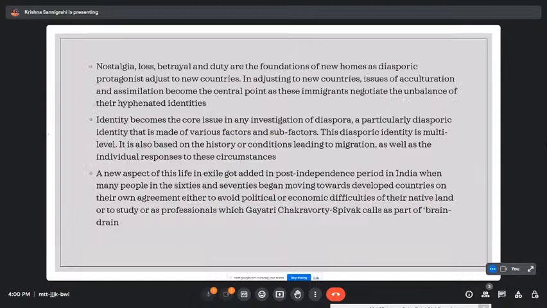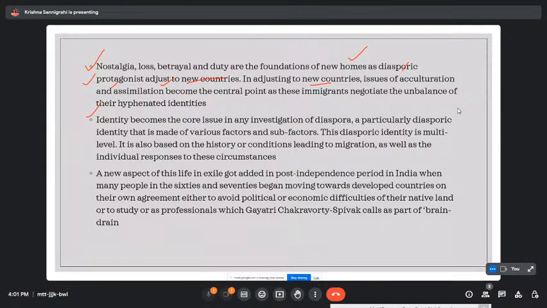Now, nostalgia, loss, betrayal, and duty are the foundations of new homes as diasporic protagonists adjust to new countries. In adjusting to new countries, issues of acculturation and assimilation become the central point as these immigrants negotiate the unbalance of their hyphenated identities. So, identity becomes the core issue in any investigation of diaspora, a particularly diasporic identity that is made of various factors and sub factors.